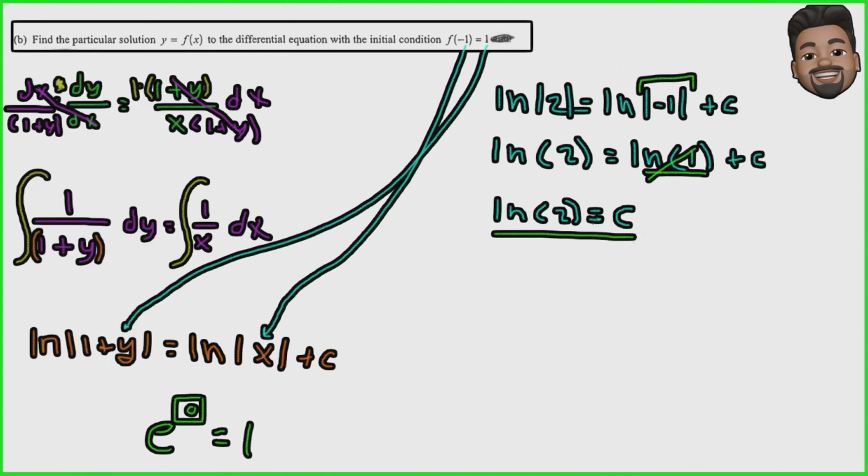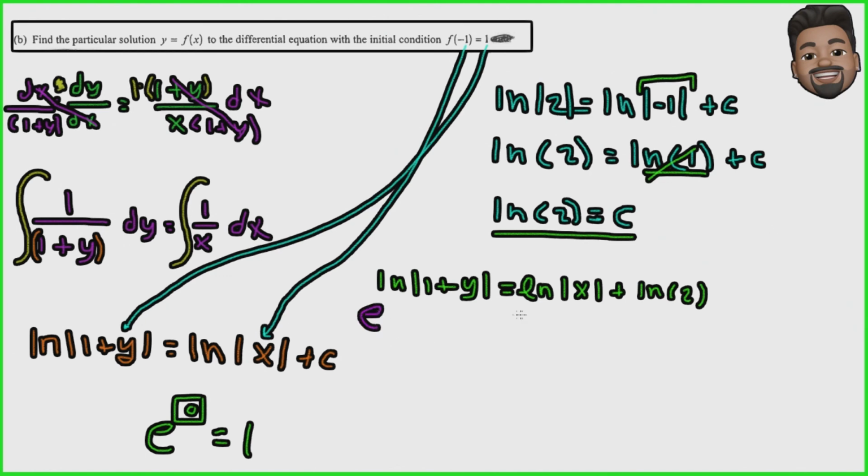This is my c value. Let's go ahead and plug it back in. So we're going to get ln of 1 plus y is equal to ln absolute value of x plus ln of 2. Now, to get rid of ln, we have to do the inverse operation, which is e. So we're going to raise both sides to the power of e. That's going to cancel out this here.